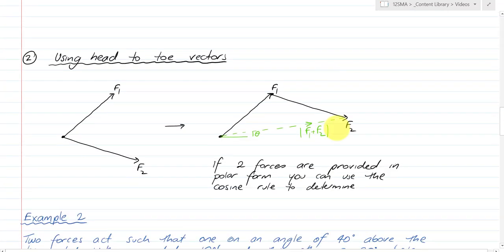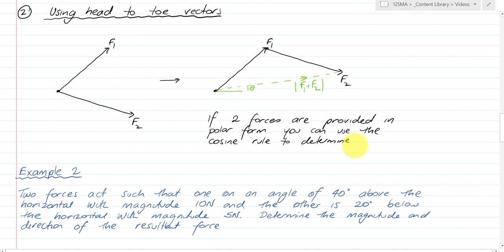The second method, which I like less, but you might like more, works reasonably well with 2 forces, but it really starts to break down with 3 or 4 or more forces. So it's using the head to toe vectors. If you're told that we've got force 1 and force 2, you can do force 1 first and then follow that on by force 2. So you get these 2 directions, and then the green will be your resultant force.